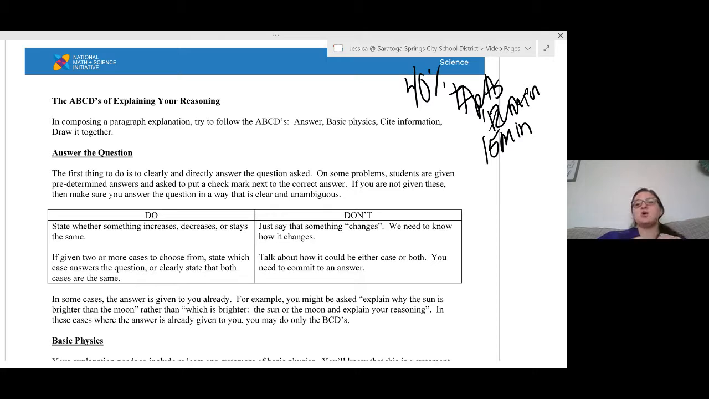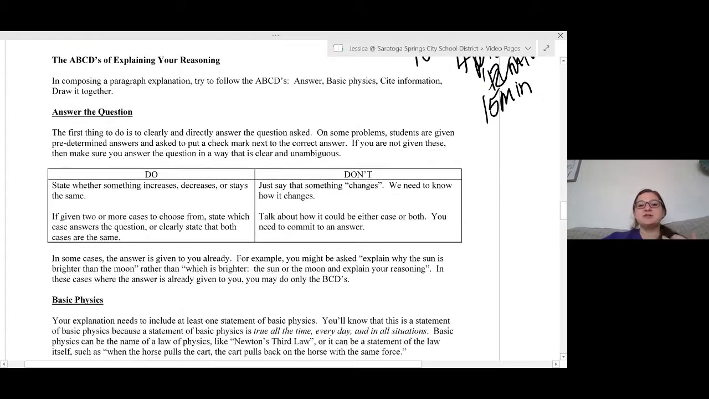So when you're approaching a paragraph response question, you'll see me when I do these out in practice. I usually make a bunch of bullet points, and then I take those bullet points and translate them into a paragraph because that's just how it makes sense to me. So step 1, answer the question. First thing we have to do is clearly and directly answer the question asked.